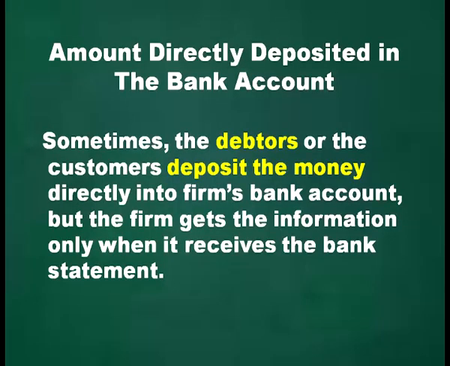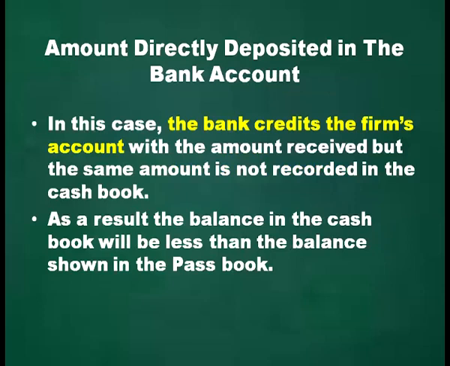Here is another reason for difference in the cash book and passbook, that is amount directly deposited in the bank account. Sometimes the debtors or the customers deposit the money directly into firm's bank account. But the firm gets the information only when it receives the bank statement. In this case, bank credits the firm's account with the amount received, but the same amount is not recorded in the cash book. As a result, the balance in the cash book will be less than the balance in the passbook.